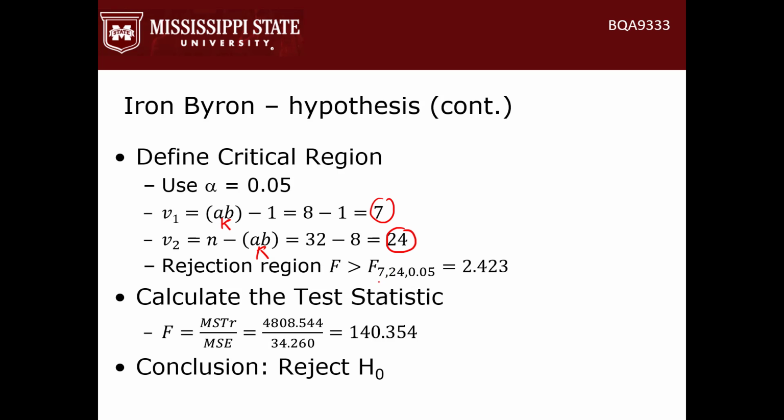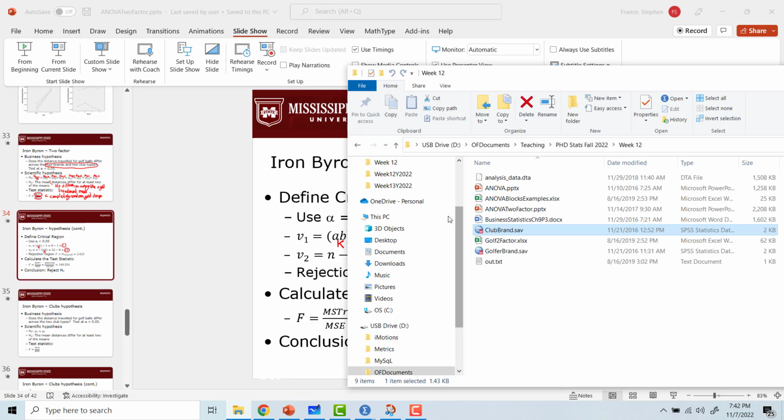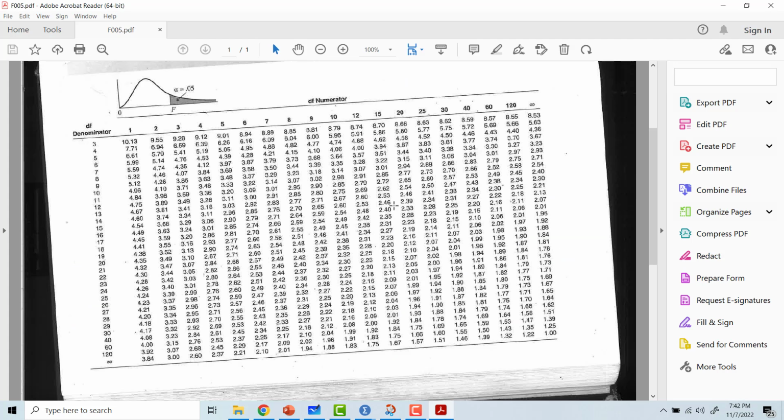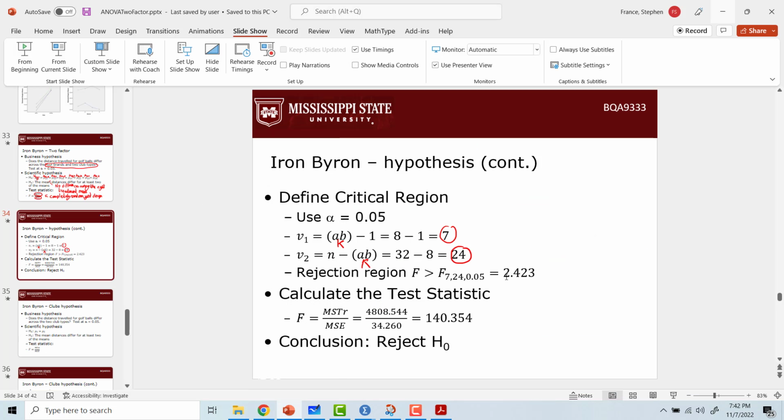I'm not going to, at this stage, I think you can see how to look at the F charts. We did them before, but you go along to 7 and 24, 0.05. Actually, let's just validate this. We have 7 and 24, across is 2.42. So there we go, 2.423. I guess I got that from Excel.